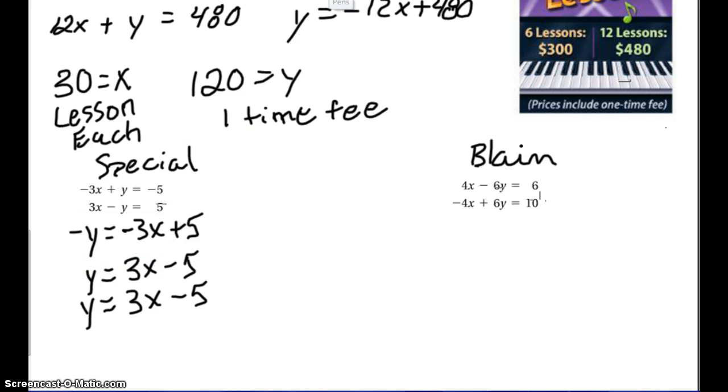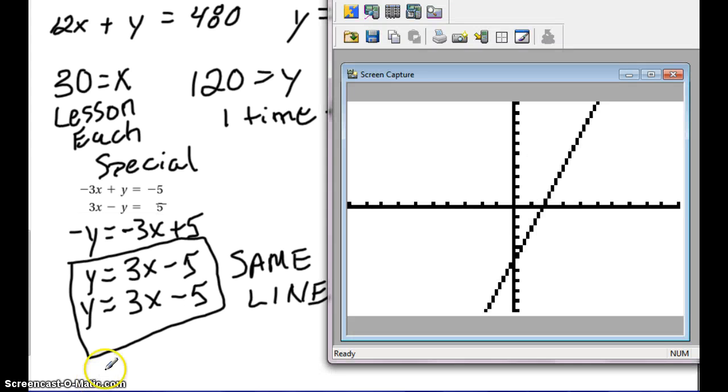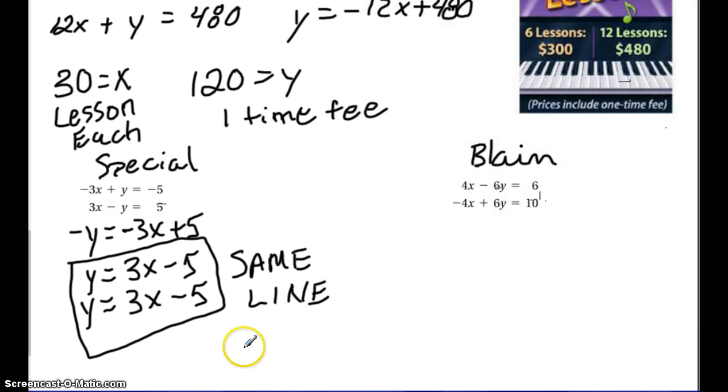So we've got these two equations to graph. Do you notice anything about these two equations? Yes, they're going to be the same line. I wonder what that's going to look like on the graphing calculator. Ta-da! You were right, it's the same line. This line right here is 3x minus 5, and this one right here is also 3x minus 5. Isn't that hilarious?